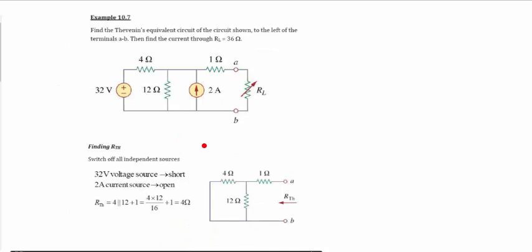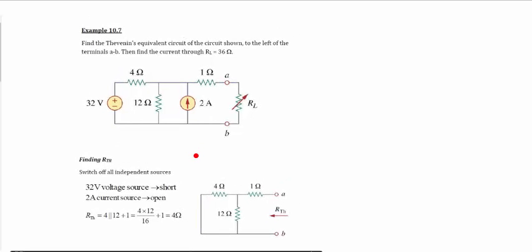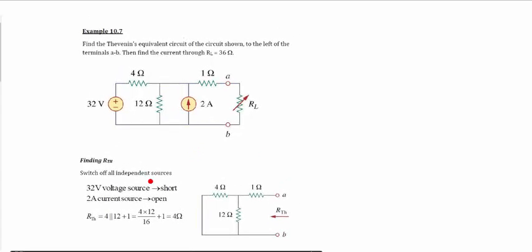Let's look at an example. It says find the Thevenin equivalent circuit of the circuit below, to the left of the terminals AB, then find the current through RL equal to 36 ohms. The first thing you have to see is whether there is any dependent source. So there is none.